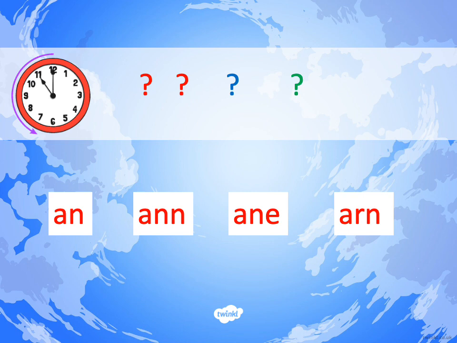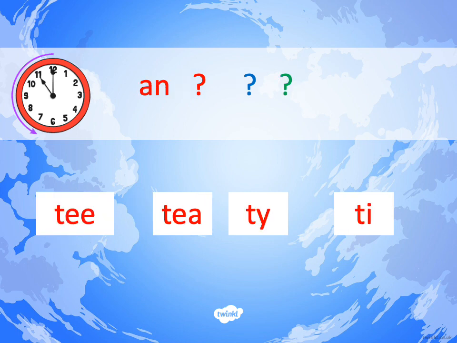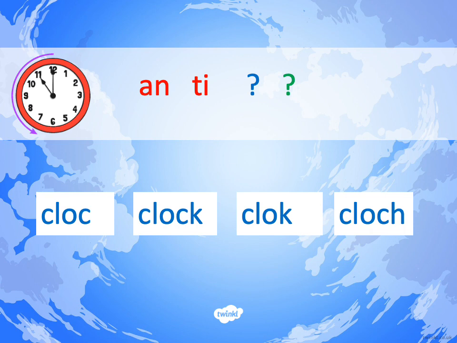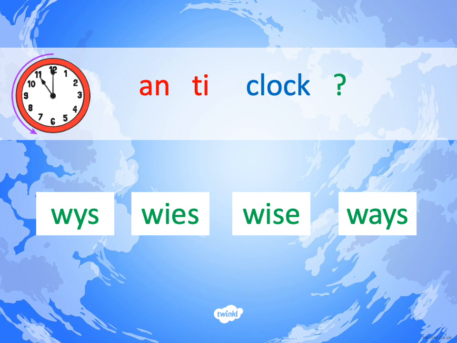First chunk, how do we spell it? That's right, A-N, Ann, just as it sounds. T, we should be getting the hang of this now. It's T-I. Clock, C-L-O-C-K, clock. And wise, using a split digraph, W-I-S-E, wise, anticlockwise.